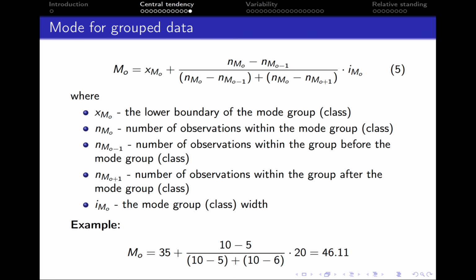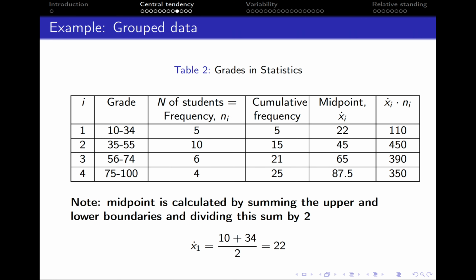As for the mode, this is the formula. And for this formula, we'll also need a couple of elements. First we need xm0, which is the lower boundary of the mode group class. So now we need to determine the mode group, and it's also quite easy. This is the group that has the highest number of observations. If we look into our table, we will see that the group that has the highest number of observations is actually number 2. So the mode group and the median group are in this case the same.